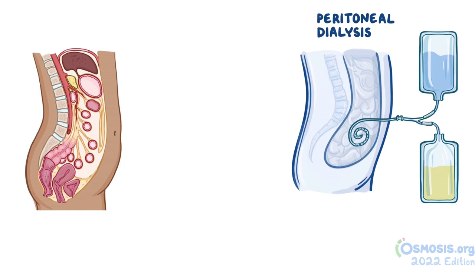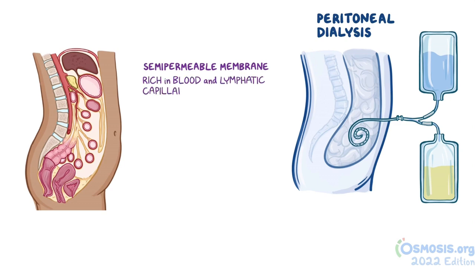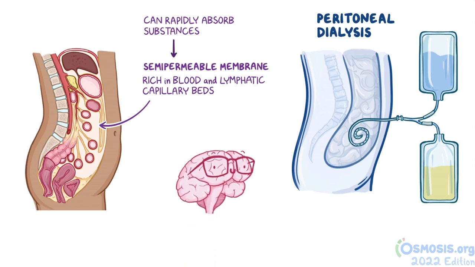The peritoneum is a semi-permeable membrane with a large surface area rich in blood and lymphatic capillary beds. The fact that the peritoneum is semi-permeable means that it allows certain substances or molecules to be rapidly absorbed, just like how the information in this osmosis video is absorbed into your brain. Okay, maybe it's not exactly the same, but you get the point.